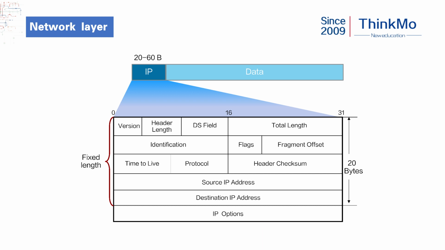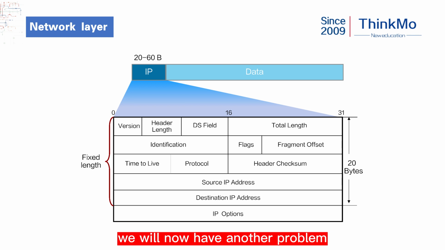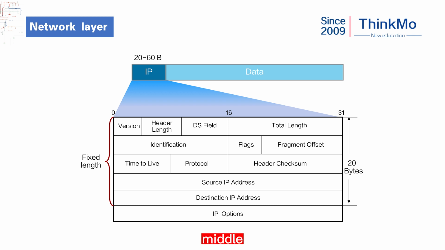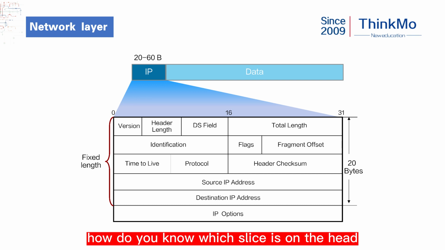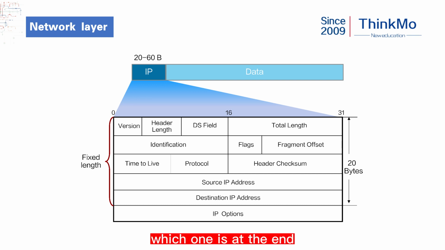Second, we now have another problem. I'm going to send you fragments, but after you receive these fragments, how do you combine them? Let's take an example. Like you posted a movie. This movie has a beginning, middle, climax, and end. How do you know which slice is at the head, which one is at the end, and which one is in the middle?